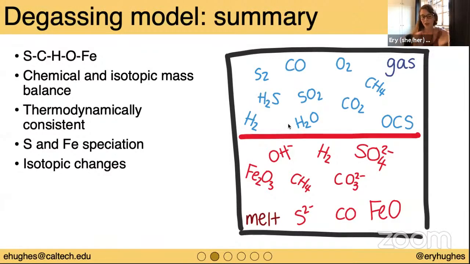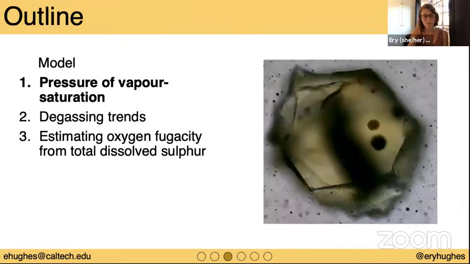We then have chemical and isotopic mass balance, and then that allows us to calculate the distribution of all these species between the gas and the melt at a given pressure and temperature. The nice thing about it is it's thermodynamically consistent. We can track changes in sulfur and iron speciation together, and it's really easy to calculate isotopic changes using this model, which aren't done in currently available codes.